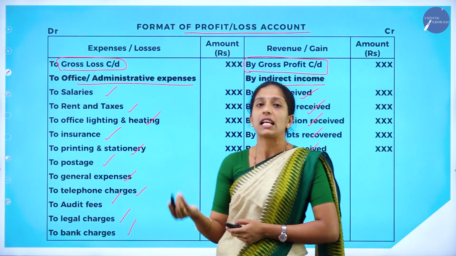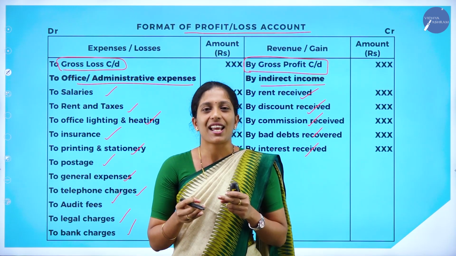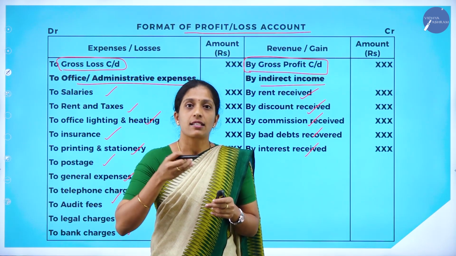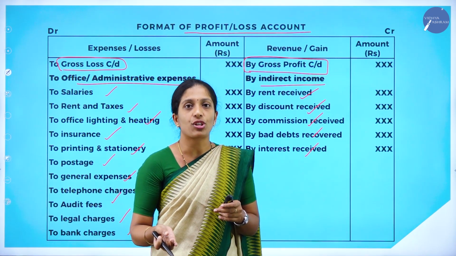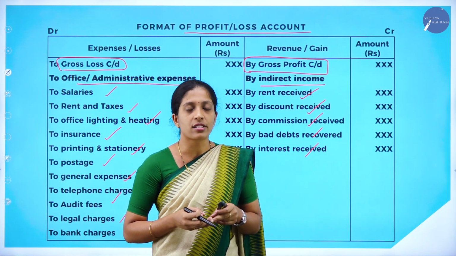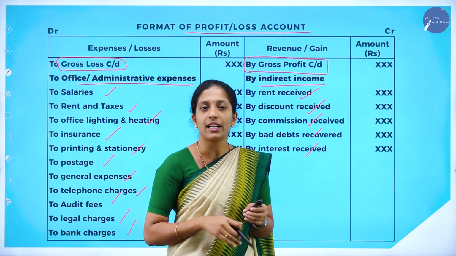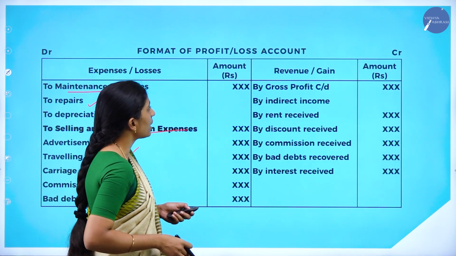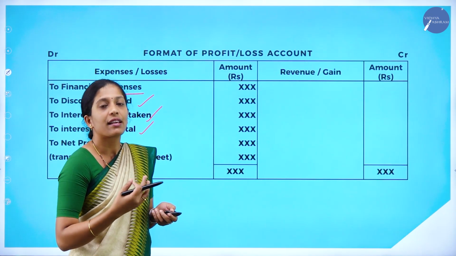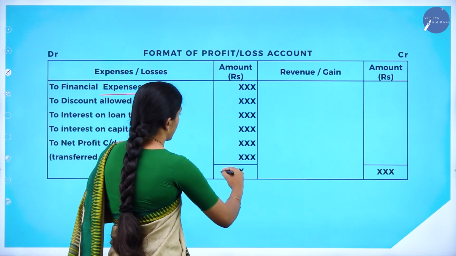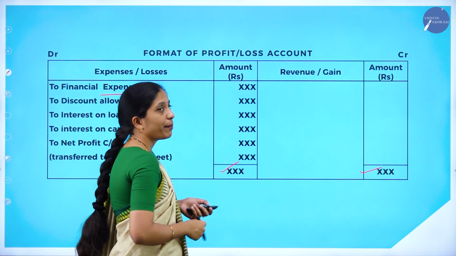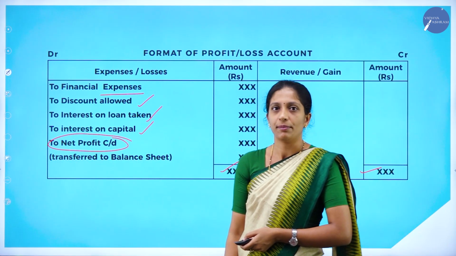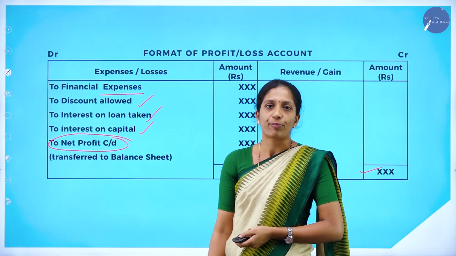So all these are indirect incomes. Other than the expenses that take place in the factory, all other expenses like office and administration expenses, selling and distribution expenses, and then your financial cost, are all termed as indirect expenses and indirect incomes. Then you will balance both the sides. So what will the balancing figure be? Your balancing figure will be either net profit or net loss of the organization. Whatever you get as the balancing figure will be the net profit or net loss of the business. So hope you are clear about the format of profit and loss account.